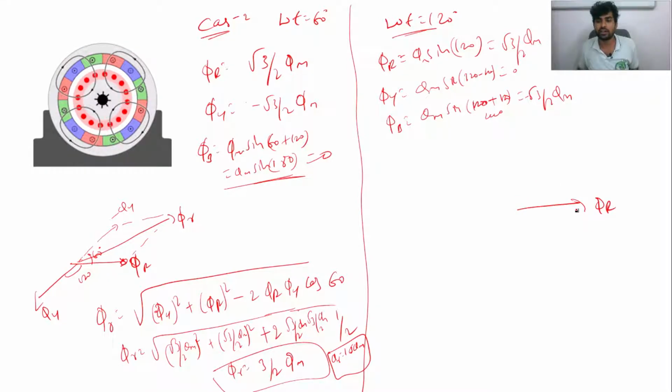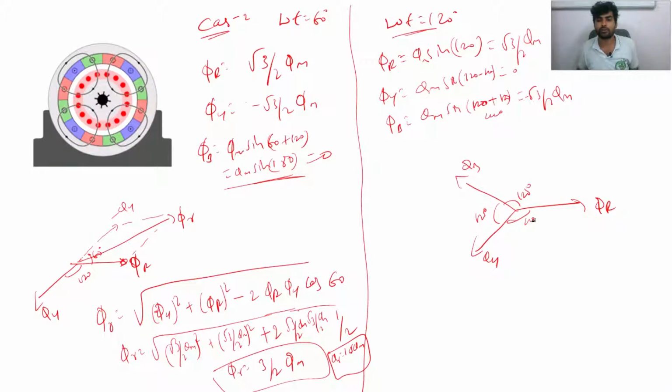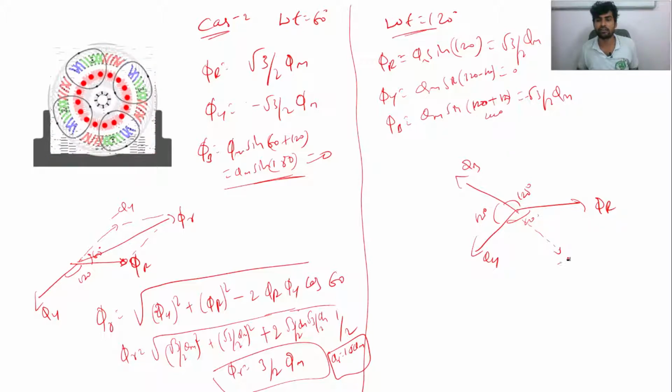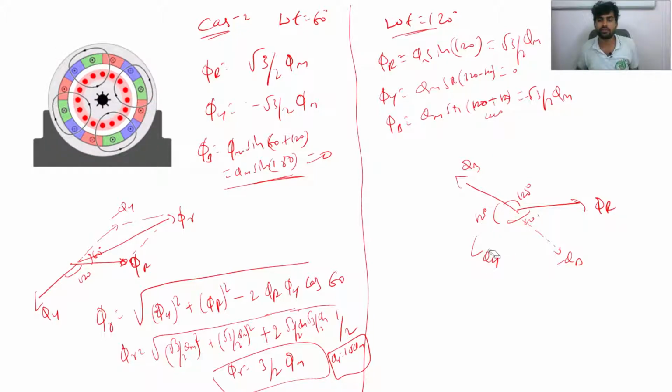This one is phi r, phi y, and then phi b. All are 120 degree apart from each other. Okay. So here phi b is negative, so phi b is negative in the sense minus phi b, this one. But phi y is 0. I'll eliminate this one.